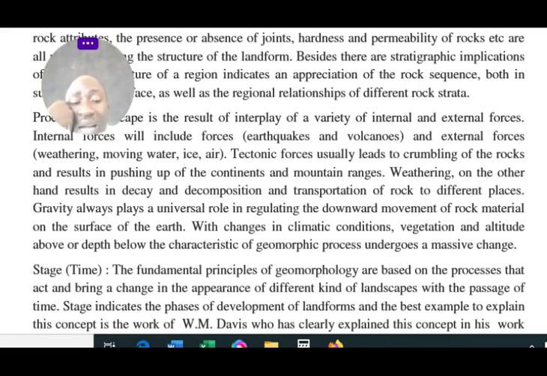Then they are talking about altitude. When you look at altitude, you are looking at the height above sea level in terms of depth. So that one has also brought about changes in terms of geological or geomorphological processes.